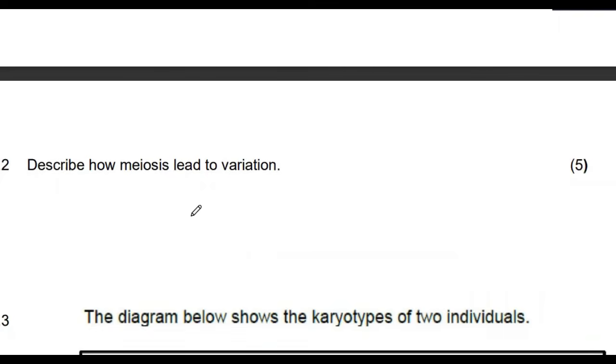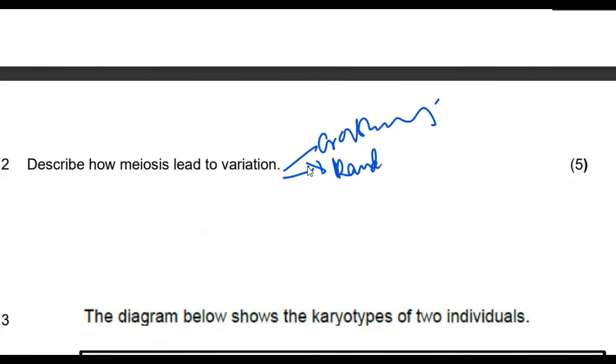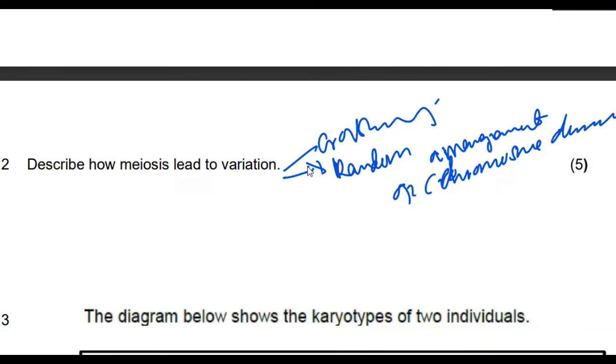Describe how meiosis leads to genetic variation. So here you are talking only about processes which lead to genetic variation. You talk about crossing over, so you describe crossing over. Then you talk about the random arrangement of chromosomes during metaphase. Yes, so basically that's what you need to explain. It can lead to genetic variation.